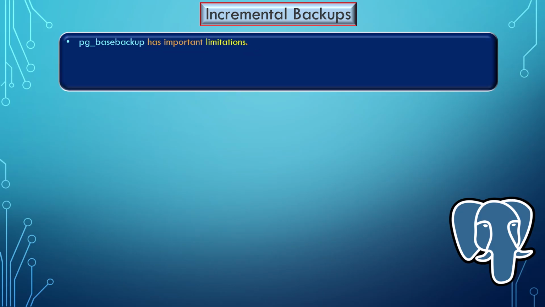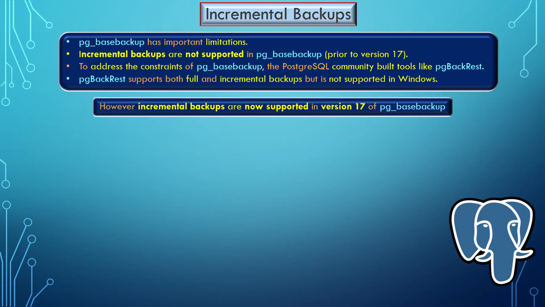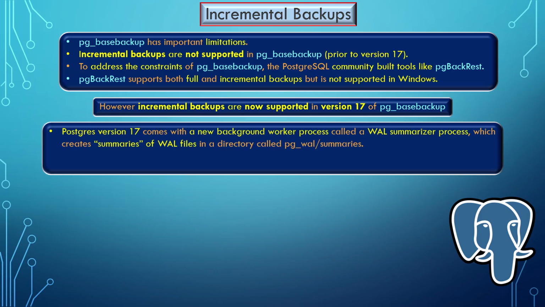pg_basebackup has important limitations. Incremental backups are not supported in pg_basebackup prior to version 17. To address the constraints of pg_basebackup, the PostgreSQL community built tools like pgBackRest. pgBackRest supports both full and incremental backups, but is not supported in Windows. However, incremental backups are now supported in version 17 of pg_basebackup.